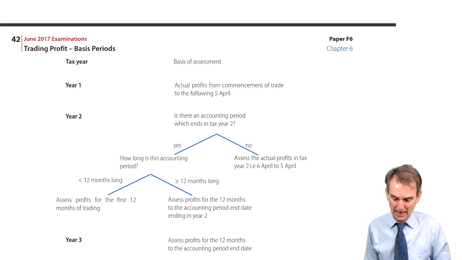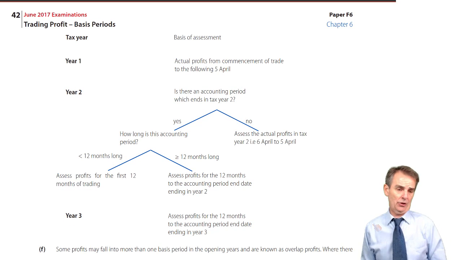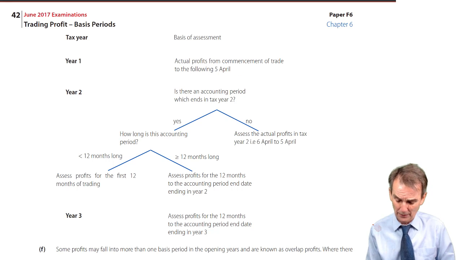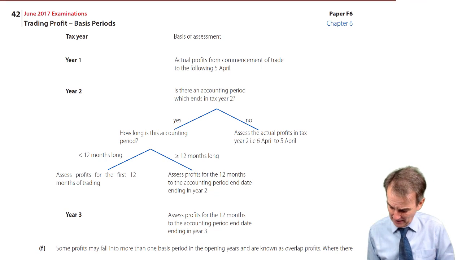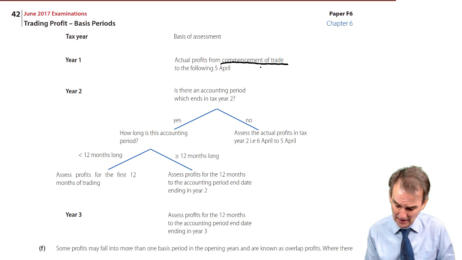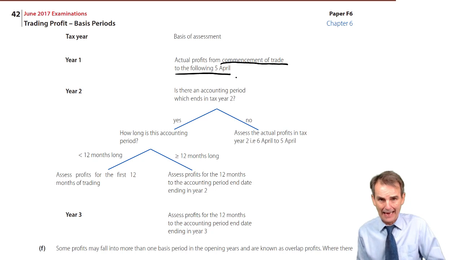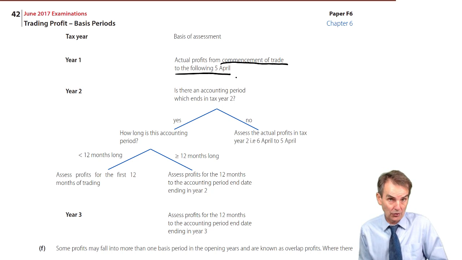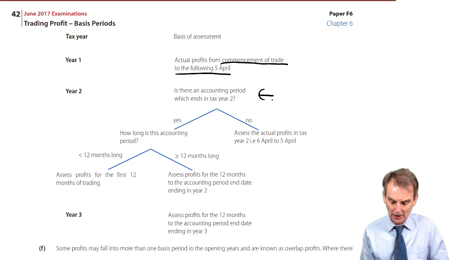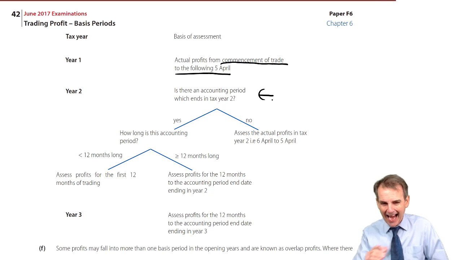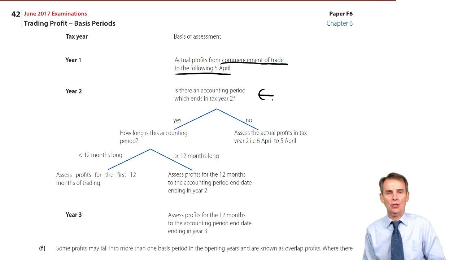So let's look at the summary now over on page 42. As we've said, for the first tax year, it is always actual. That is, profits from the commencement date, the day you commence trading, through to the following 5th of April. Inevitably, as we'll see with a little example in a moment, that is going to involve some sort of time apportionment exercise of a profit period. But then in the second year, we start by asking ourselves a question. Is there any accounting period at all that ends in that second tax year?